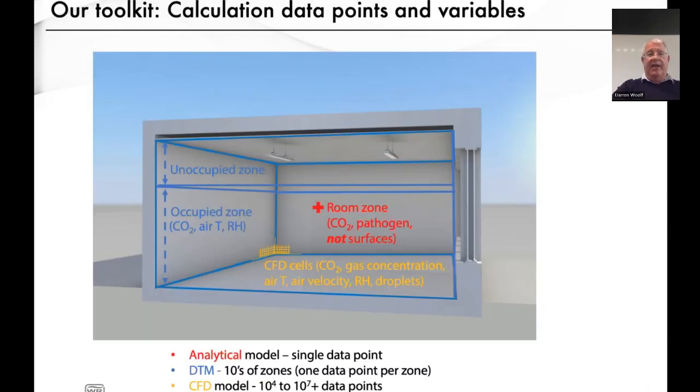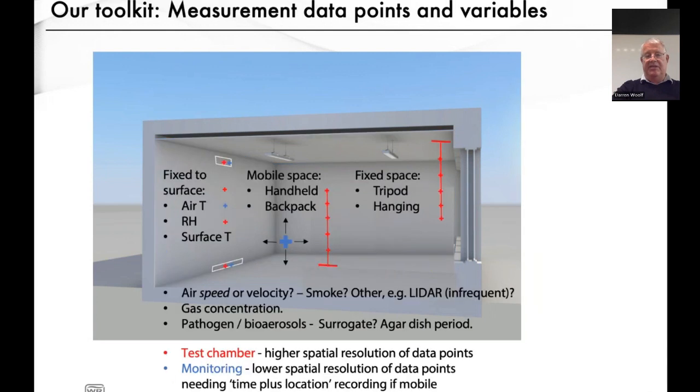So, talk about our toolkit: calculation data points and variables. We've got analytical data, single data points; dynamic thermal models, tens of zones; CFD models, millions of zones. This is just showing the two-zone dynamic thermal model in blue, single point on analytical and CFD, and there's loads of different physics in there.